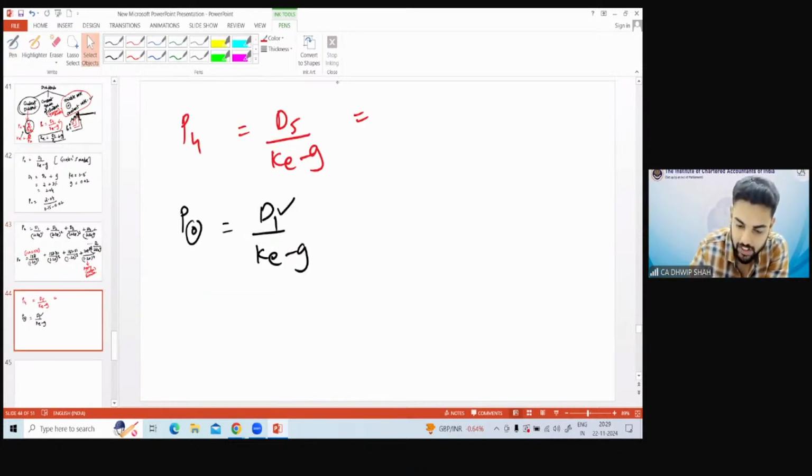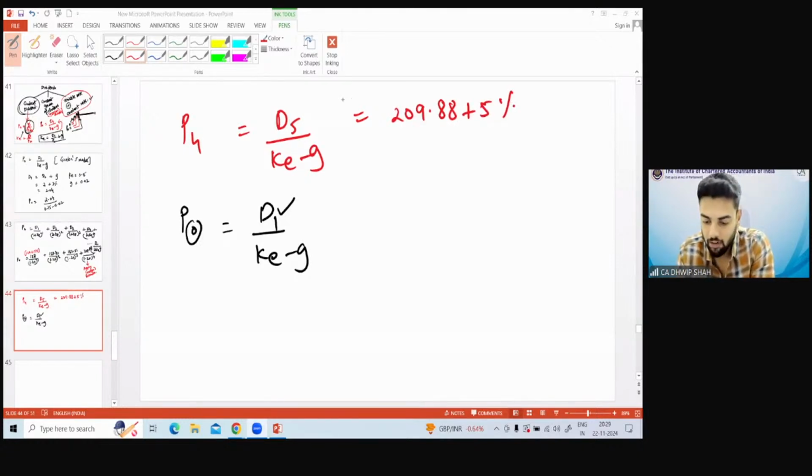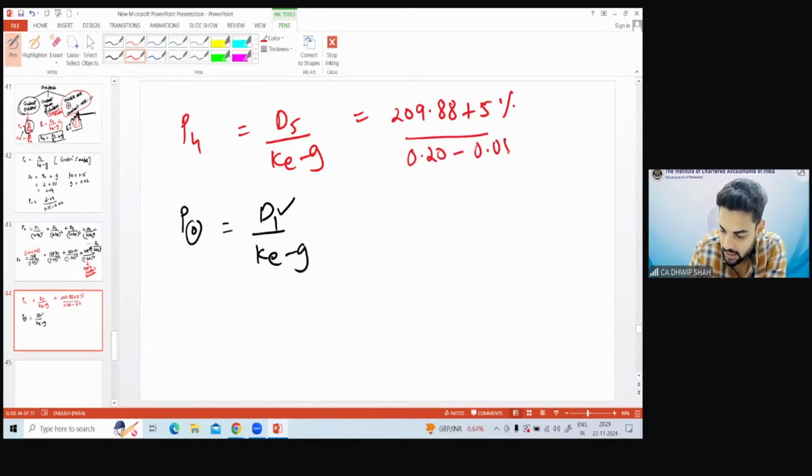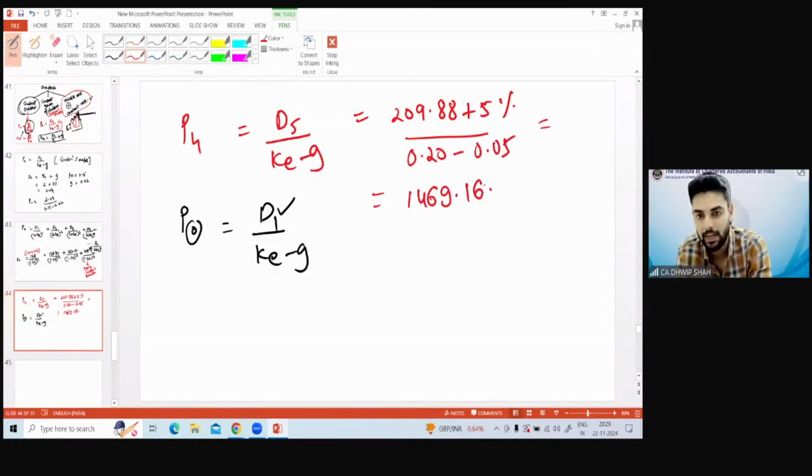So D5 would be nothing but 209.88 plus 5%, because now the dividend grows at a 5% rate. Are you getting this? So 209.88 plus 5%. Correct? My KE is 0.2. My G is now 0.05. Tell me, how much did you get? 209.88 plus 5% divided by 0.15 is 1469.16. Correct? Everyone, you got this price?